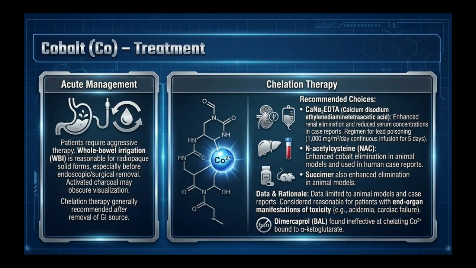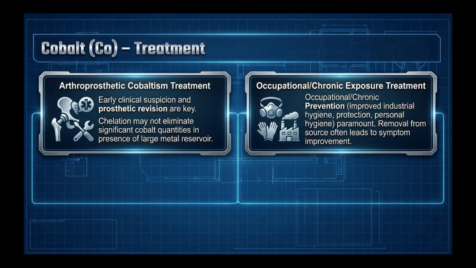Chelation is recommended for patients exhibiting signs of toxicity affecting vital organs, such as acidemia and cardiac failure. For example, a regimen used in lead poisoning, 1,000 milligrams per square meter per day by continuous infusion over 5 days, is recommended when using calcium disodium ethylenediaminetetraacetic acid.